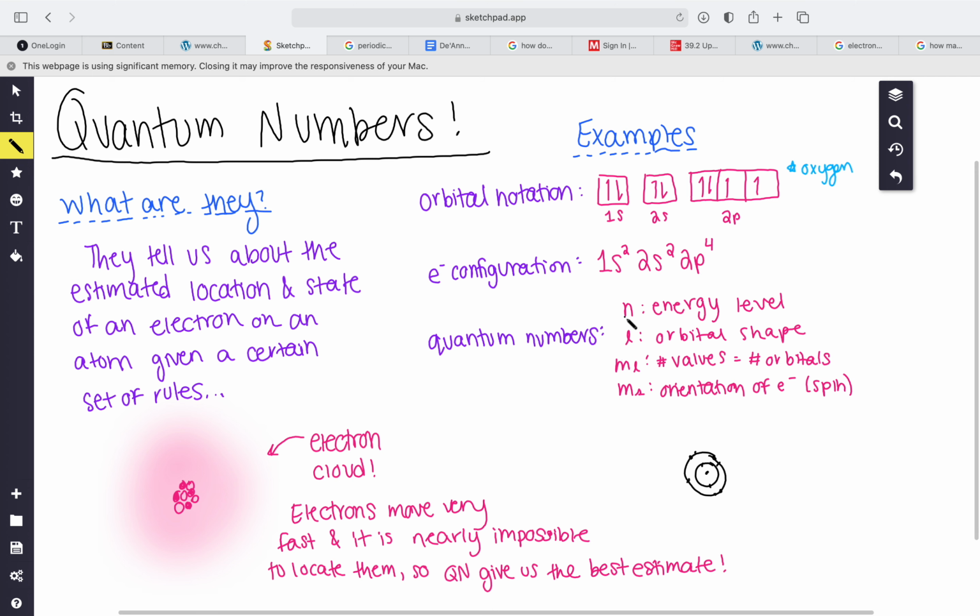So we have n, which is the energy level, l, which is the orbital shape, m sub l, which gives us the number of orbitals, given the number of values of ml. And then we have ms, which is the orientation of the electron or the spin, right? So electrons, this is kind of more of a physics lesson, but electrons either move in this direction, would that be clockwise or counterclockwise? I think that would be counterclockwise.